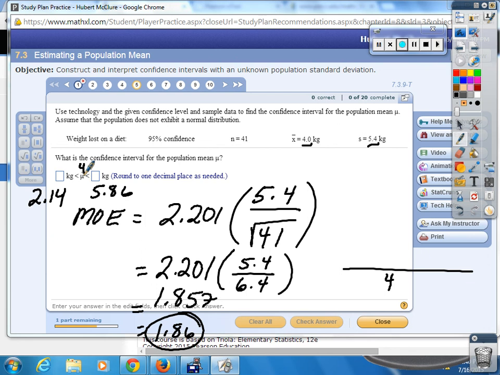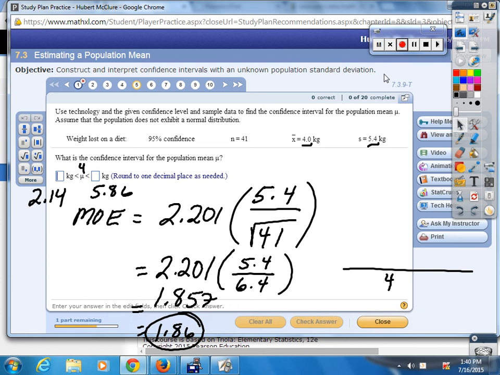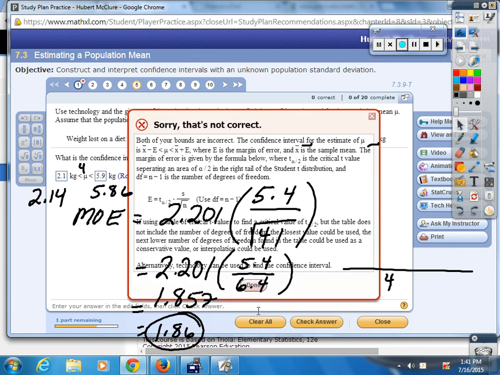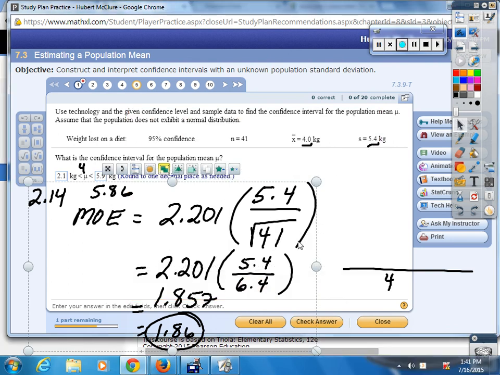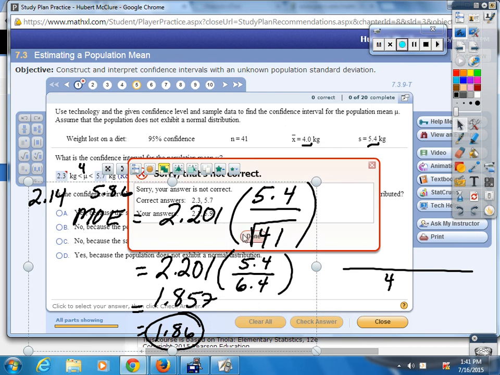What's 4 minus 1.86? Now it says round to one decimal place, so we're going to go 2.1 and 1.9, but mine may be off because I didn't do 6.045 here or whatever it was. 5.9. So let's see. It's probably just a rounding, which I'm not going to worry too much about.